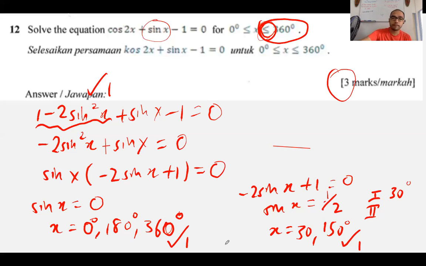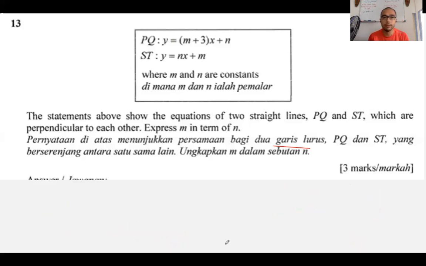Okay. All right, last question. Last question before we end for the day. And I purposely want to end with this question because this is a totally brainless question. Like you don't even need any brains to think about this. The statements above show 2 equations of straight lines PQ and ST which are perpendicular to one another. Whenever you see the word perpendicular, the first gradient times the second gradient equals to -1.